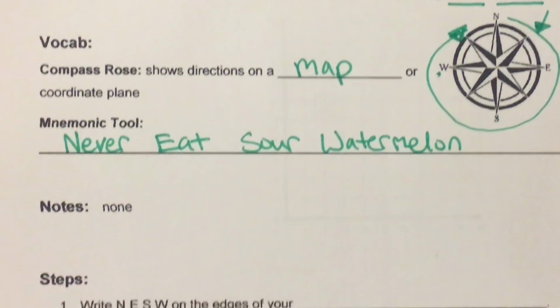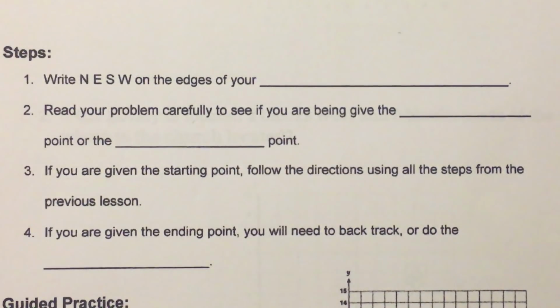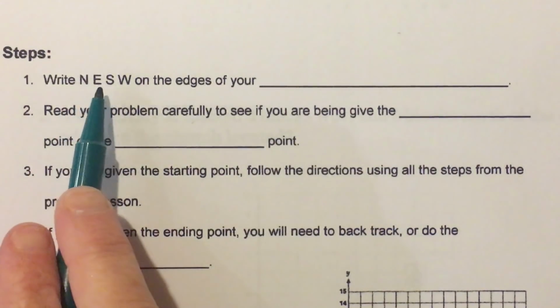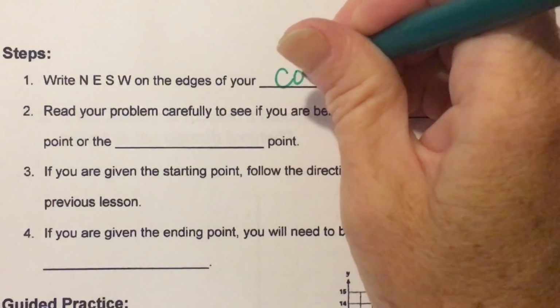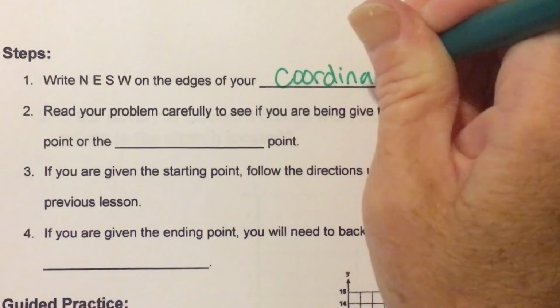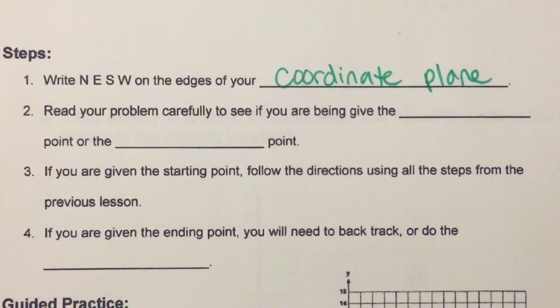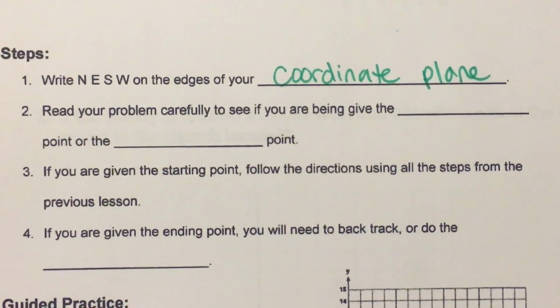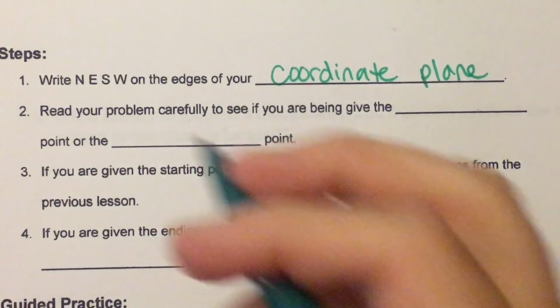All right, moving on. So there's no notes tonight, so we do have some new steps. So first we're going to write never eat sour watermelon or north, east, south, west on the edges of your coordinate plane. So you're just going to put these letters here to help you refer back to them as you do your work.